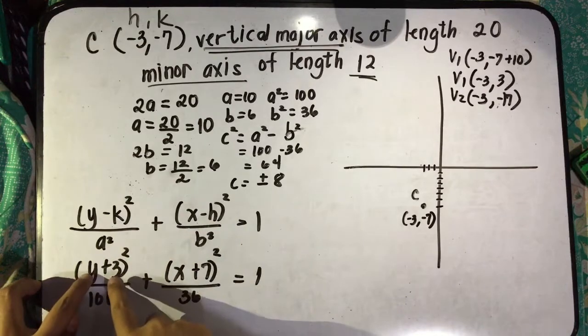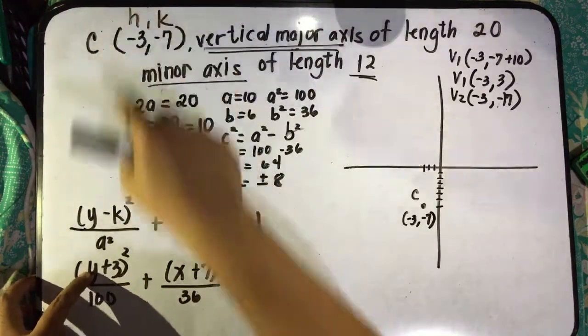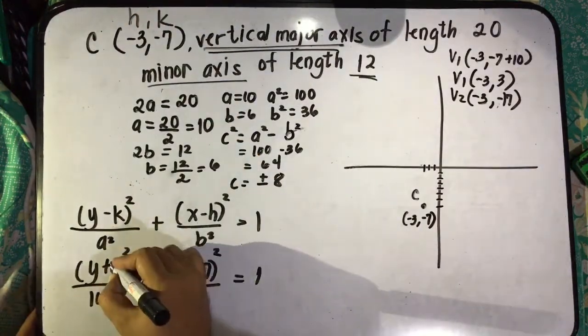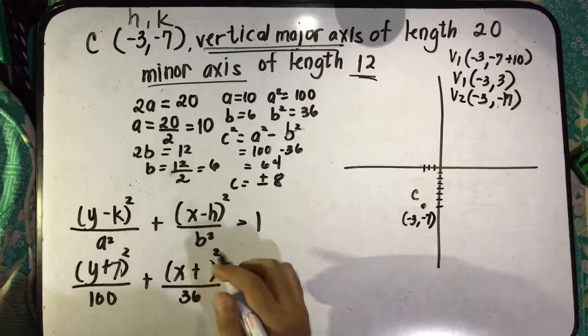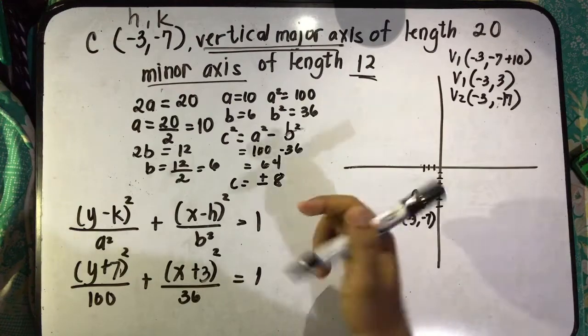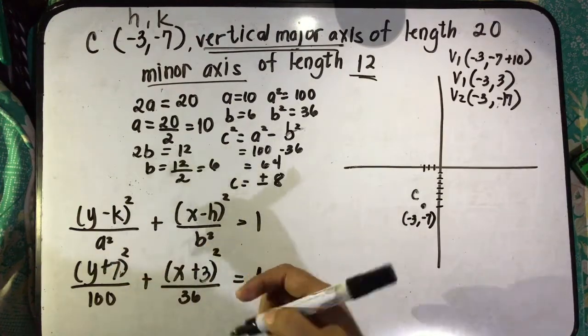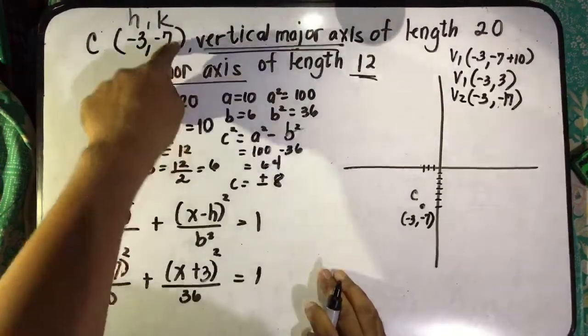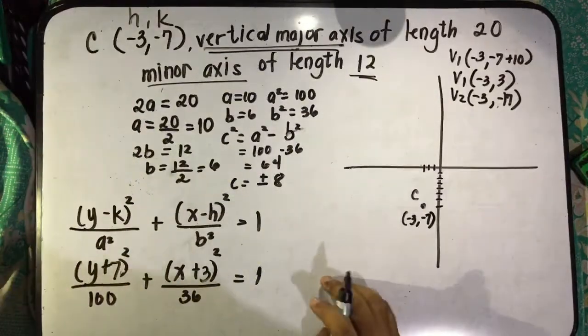So, this is y plus 3. So, hindi, because that is h. So, this becomes what? This becomes y plus 7, and this becomes x plus 3. So, yun yung kailangan nating tandaan. So, that si y, ang kapartner niya si k, at si x, ang kapartner niya ay si h.